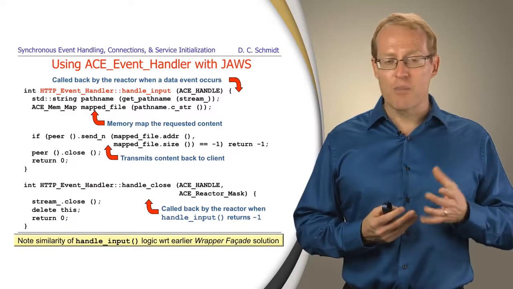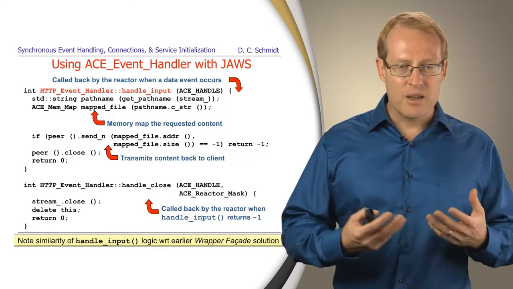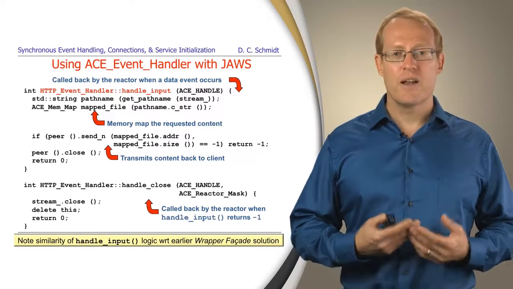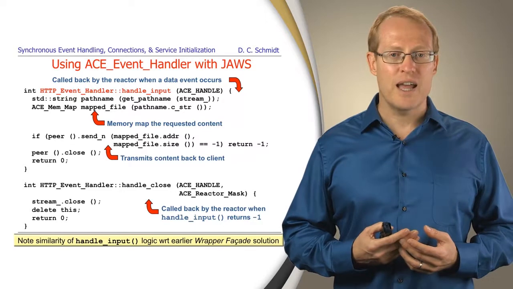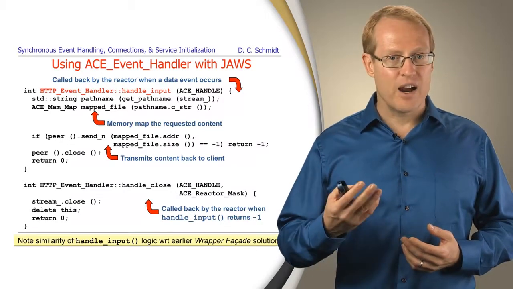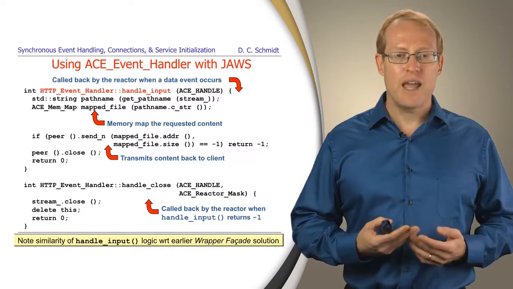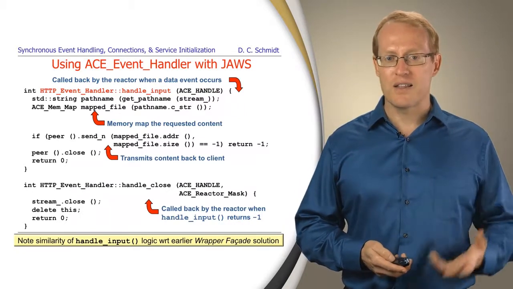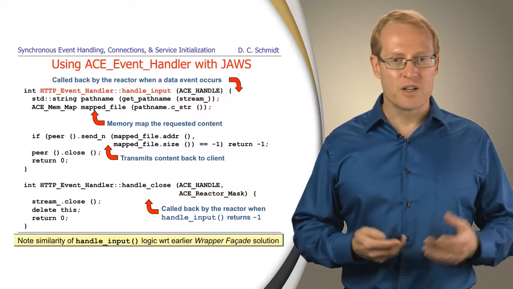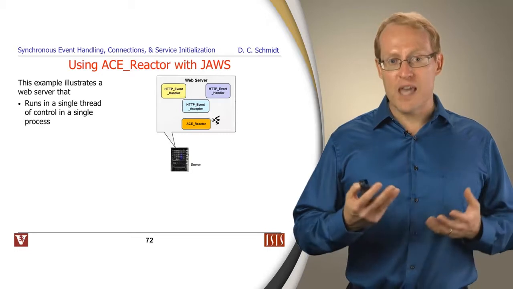Note the similarity between the handle input logic for doing the GET method path name extraction, the memory mapping of the file, and the transmitting of that content back to the client, and the logic we had in our earlier wrapper facade-based solution. It's virtually identical. And many of the other solutions are almost identical too. So you get the sense you could reuse a lot of this logic over and over again in different configurations. So let's now talk about how we could use the ACE Reactor portion.